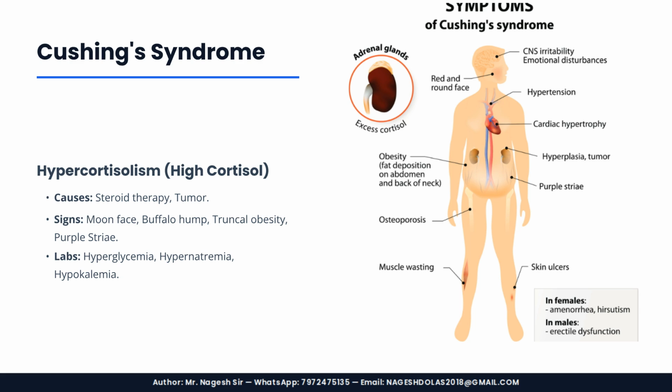Cushing's syndrome is hypercortisolism, or high cortisol, often caused by steroid therapy or a tumor. Signs include moon face, buffalo hump, truncal obesity, and purple striae. Labs show hyperglycemia, hypernatremia, and hypokalemia.